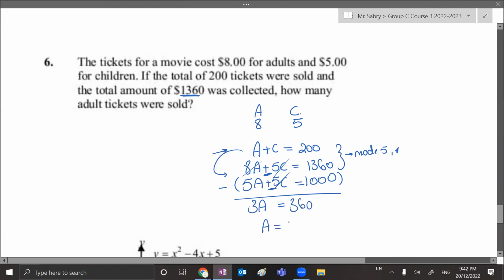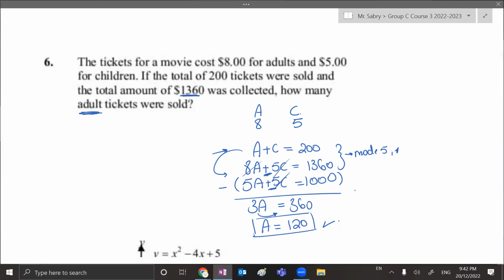A will be equal to 120 when I move 3 to the other side by division. I got the number of adults right away, and that's what they're looking for, 120. I don't need to substitute the adults now because I just need the adults, I don't need the children. Does that make sense?